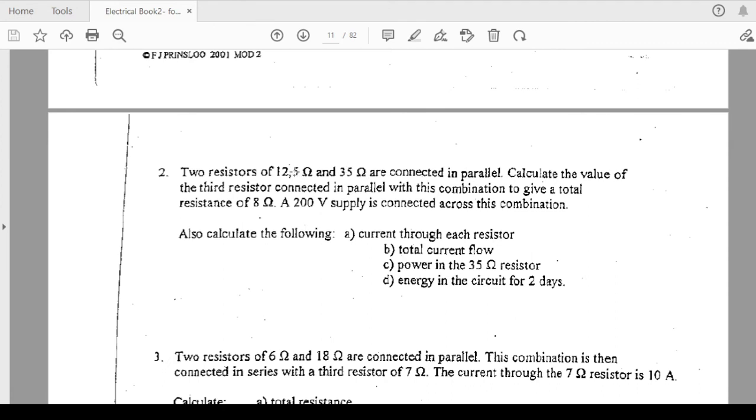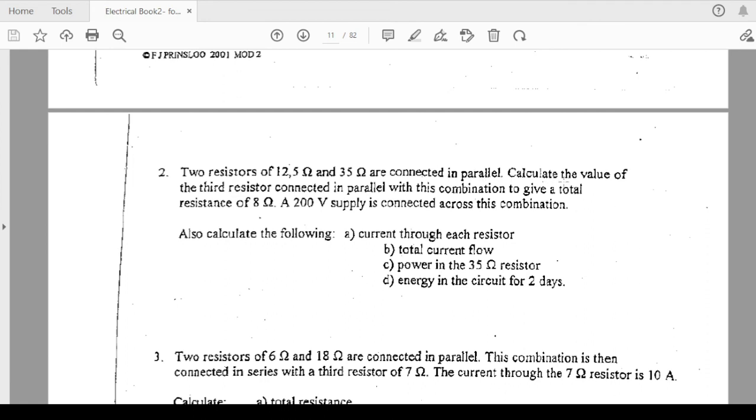So they give you two resistors of 12.5 ohms and 35 ohms connected in parallel. So these two are in parallel. Then the question is, calculate the value of the third resistor that will be connected in parallel with this combination. So you have two in parallel, can you see? Plus the third one. But the value of the third one is not given. That's what it says here.